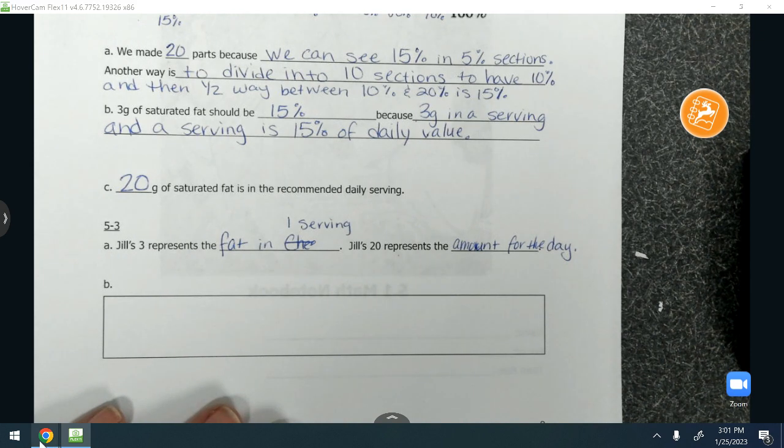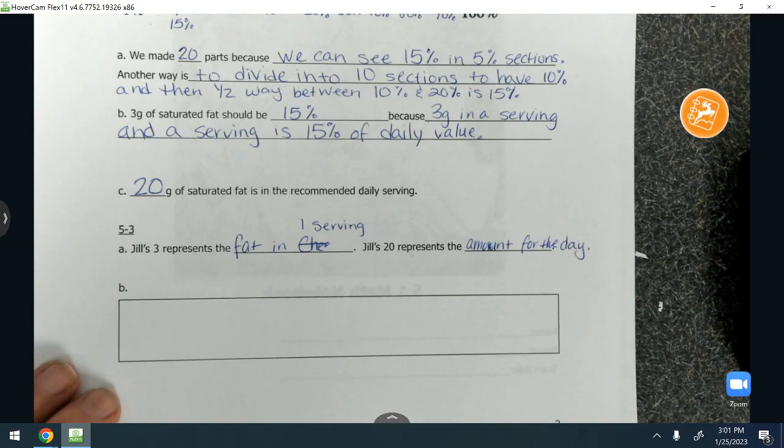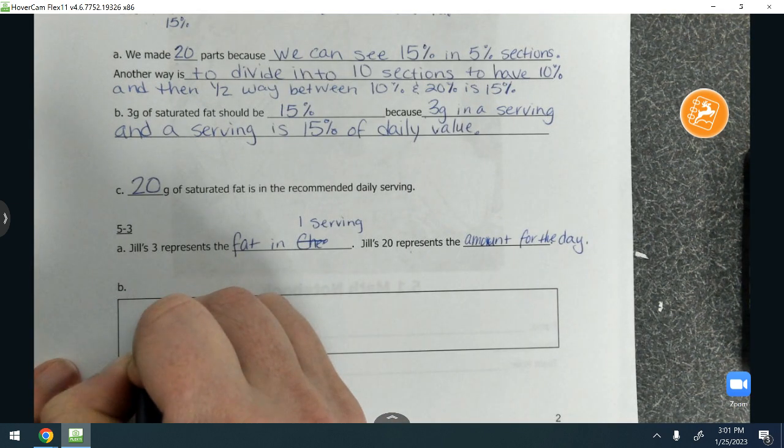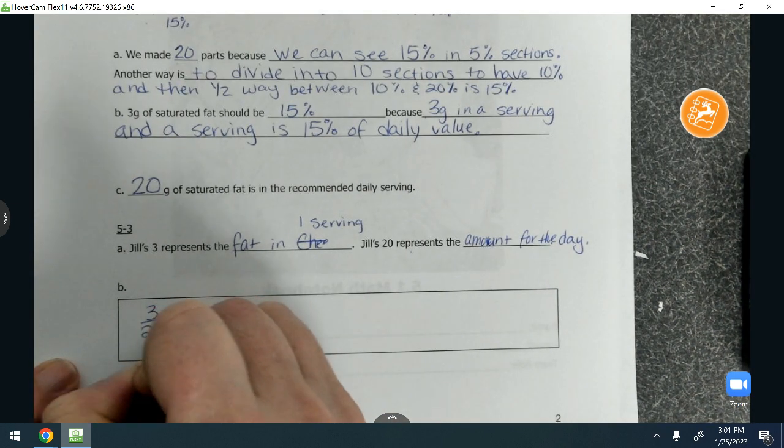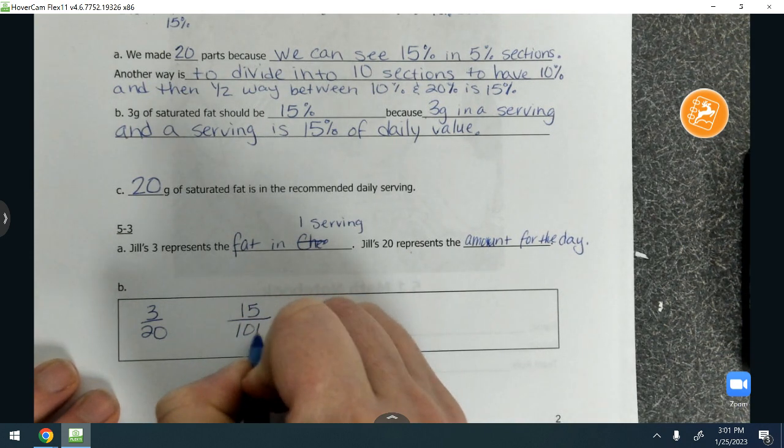Going back to look at the problem, it says the ratios 15 over 100 and 3 over 20 are 2 different ways to compare the saturated fat in one serving to the recommended daily amount. How can you show that these ratios are equivalent, the same? So we have 3/20 and we have 15 hundredths.